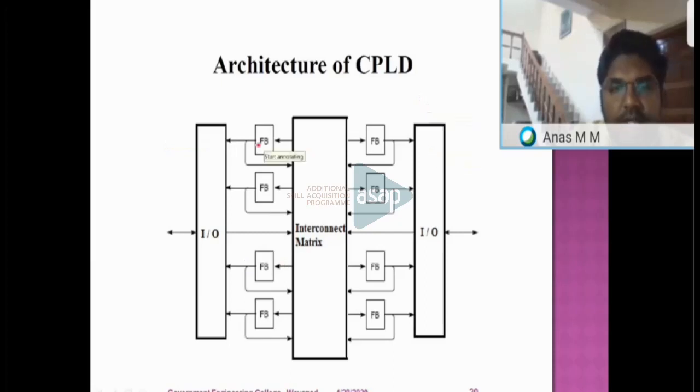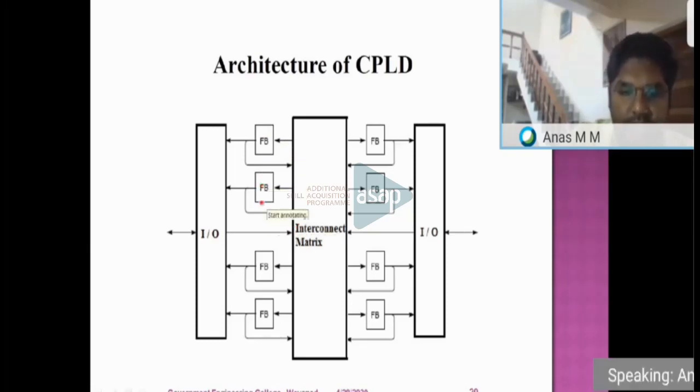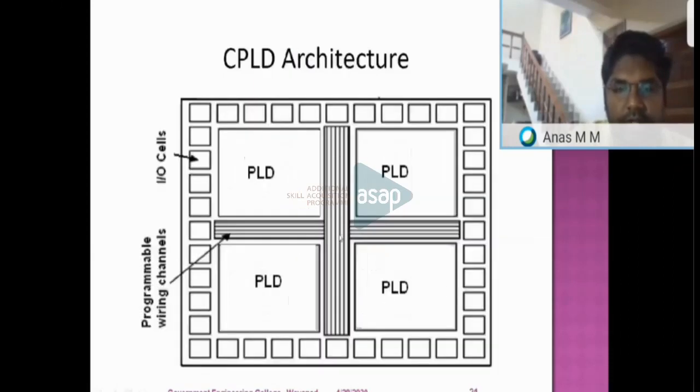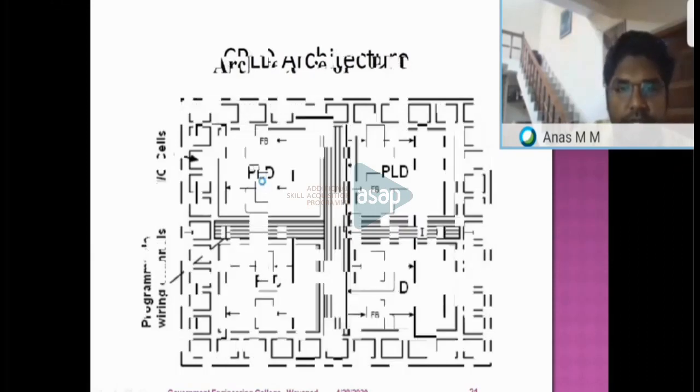Functional block will be there. Inside the functional block, we can create different types of logical devices, or different types of Boolean functions. And using this interconnect, we can connect between functional blocks and also from the functional block to the external world. This is another architecture figure. Here also you can see different IO blocks, the connecting channel or connection matrix, and logic blocks. So this is an example of CPLD.